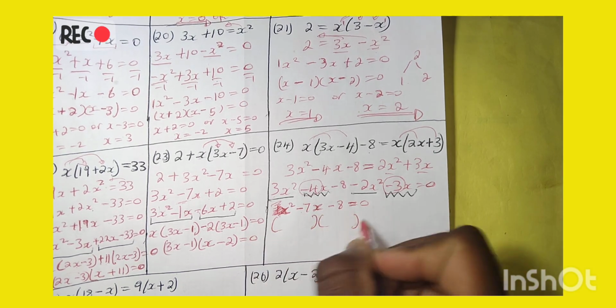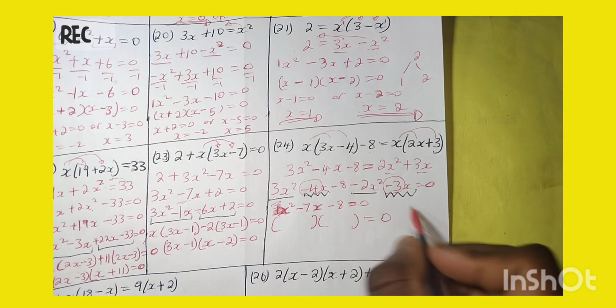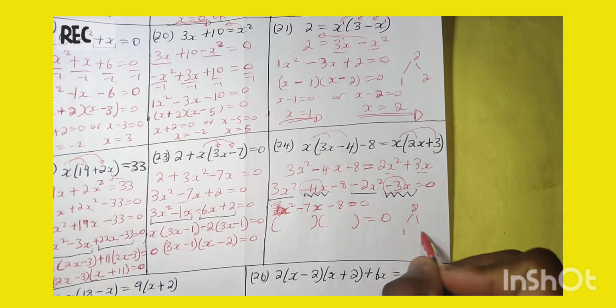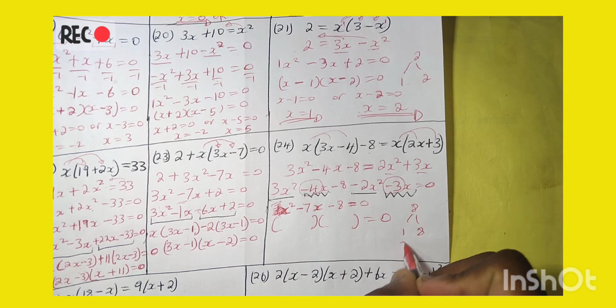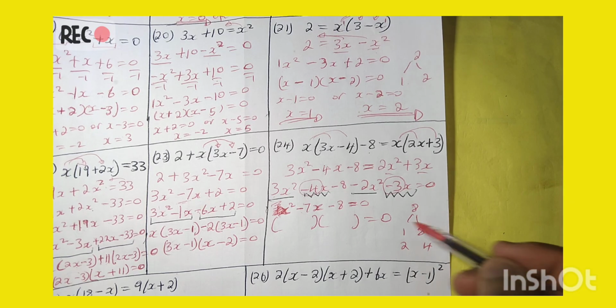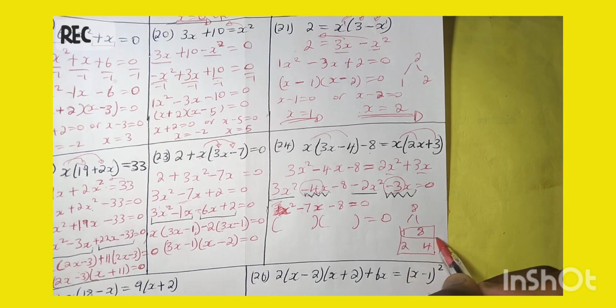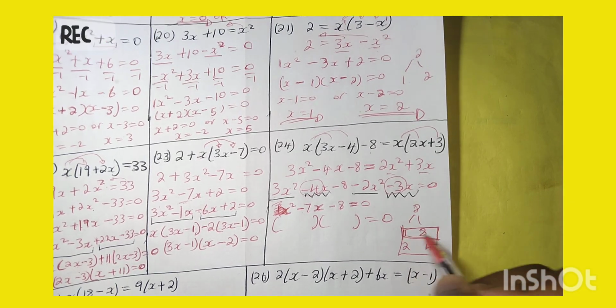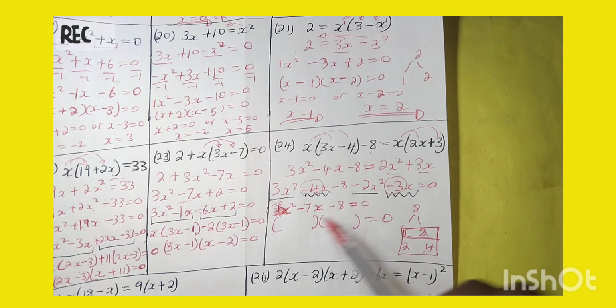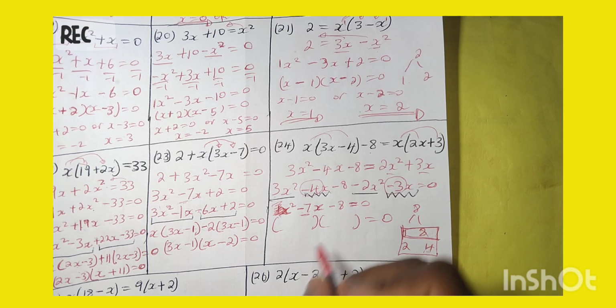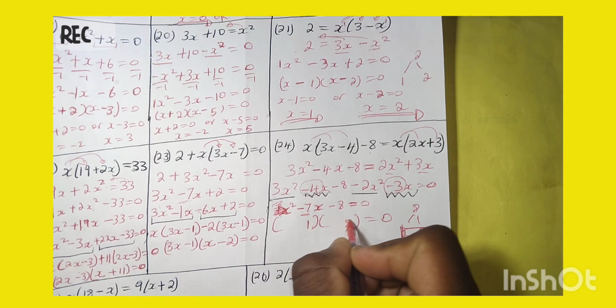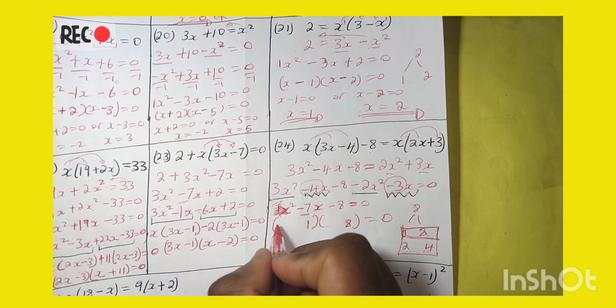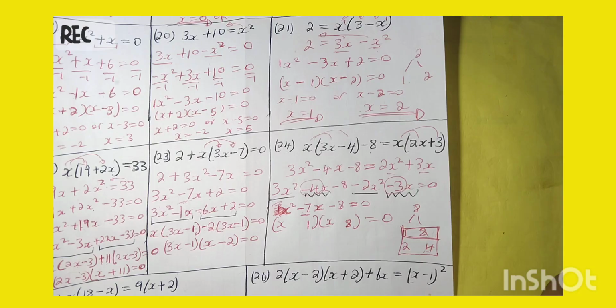Open, close, equals 0. Find the factors of 8, which are 1 and 8, and 2 and 4. Between these 2 pairs of factors, which factors, when you add or subtract, give you the middle term? Those factors are only 1 and 8. And here I have x². Do you see this?